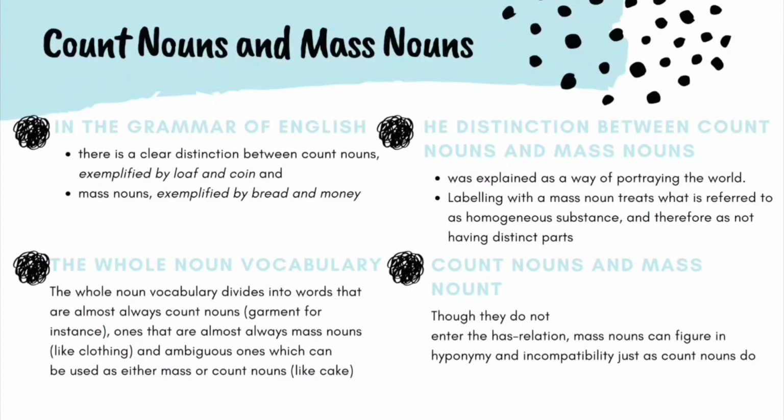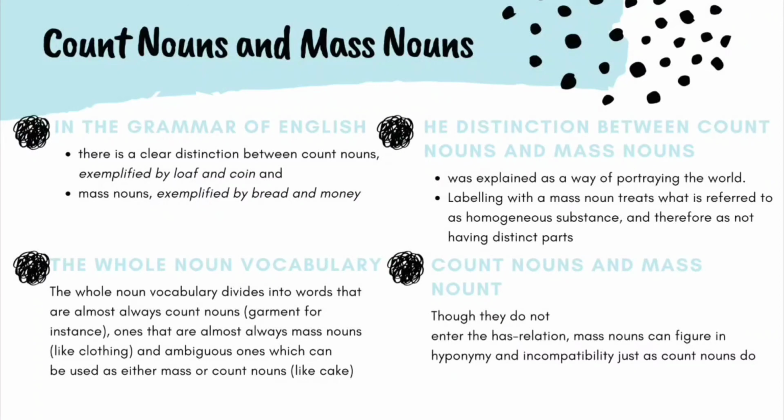garment, for instance, ones that are almost always mass nouns like clothing, and ambiguous ones which can be used as either mass or count nouns like cake. Okay, a mass noun resists being quantified with numbers and plural suffixes or the word many or the singular indefinite article, while count nouns can be quantified in this way.